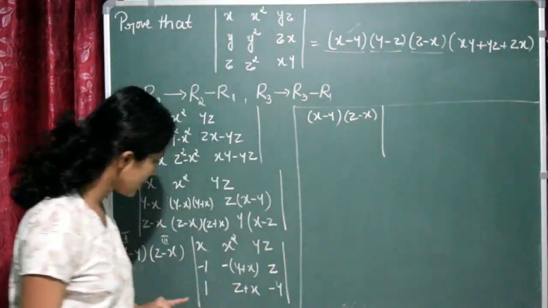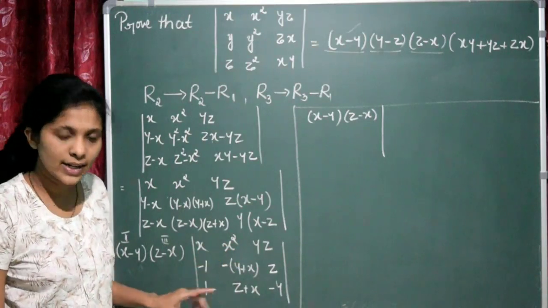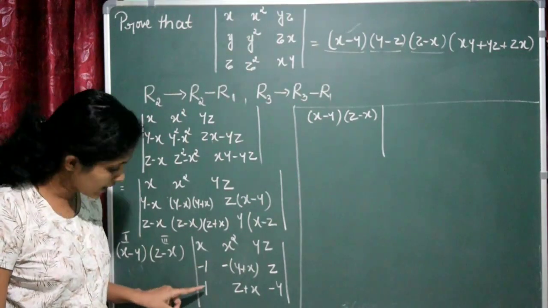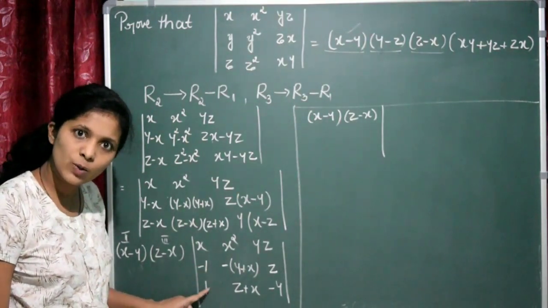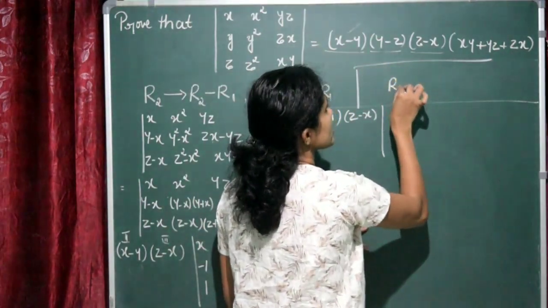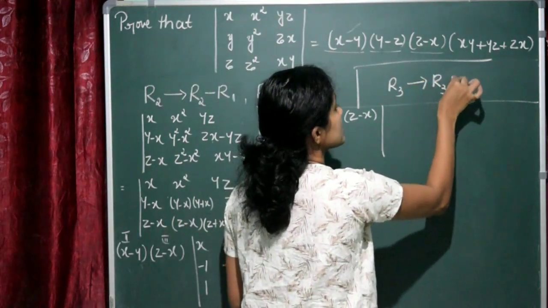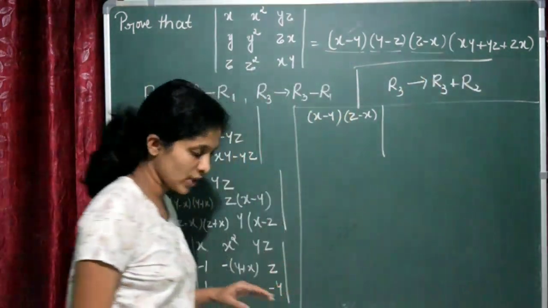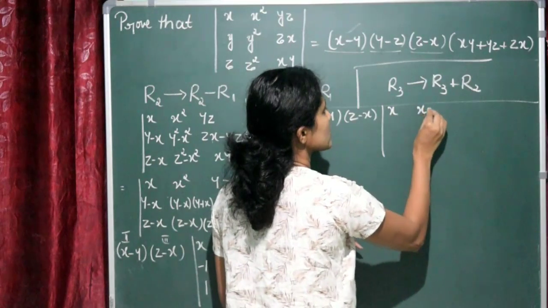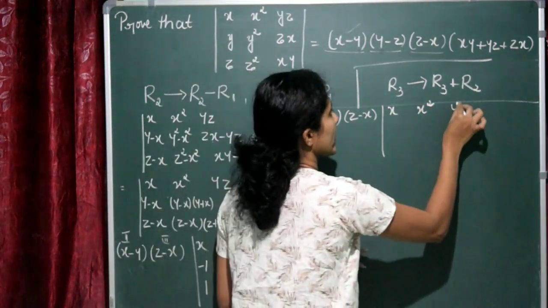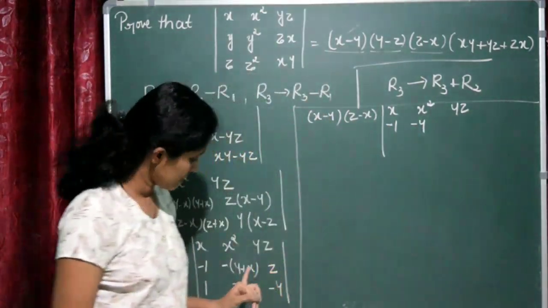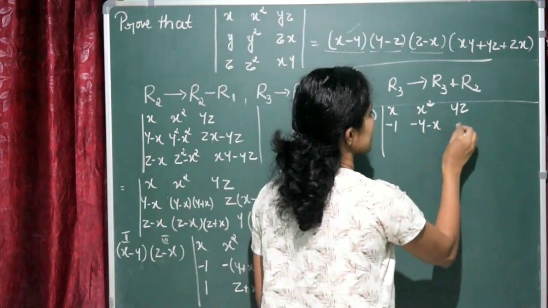and here you can see this. Here we have to make some element 0, right? If I give the operation R3 changes to R3 plus R2, then 1 and minus 1 will get cancelled. It will be equal to 0, right? So directly give the operation R3 changes to R3 plus R2. So the first two rows are same, that is x square, and next is y and z, right? And here minus 1, I can write minus y, and this is now minus x, and this is z.